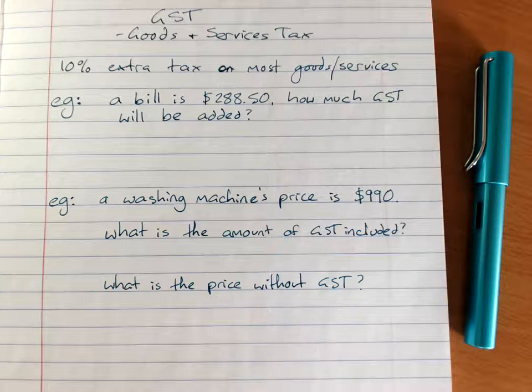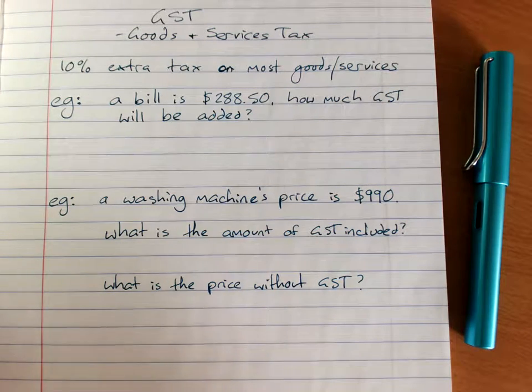So as I said yesterday, goods and services tax is charged on a whole bunch of things for sale or services that people render, like your plumber or your electrician or whatever, in Australia, and that goes to the government as part of the tax system.